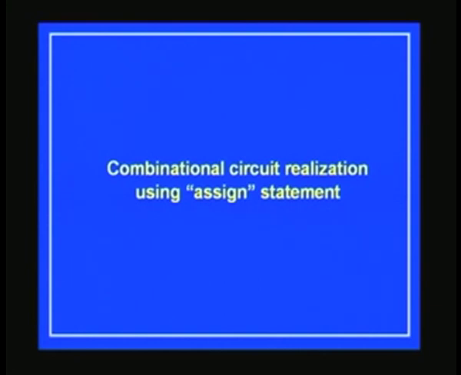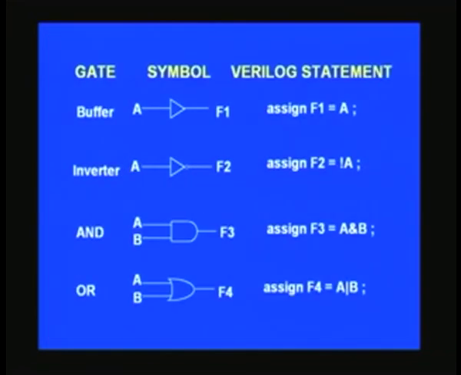So we will start with the combinational circuit using, say, simple assign statements. It is as simple as what you read there, assign, and some of the examples that we will go through are for very primitive gates. To start with, we would like to make a buffer. So all you have to say is, if you see the input here, it is A, and the output naturally after the buffer is once again A. So the output is F1, A is the input.